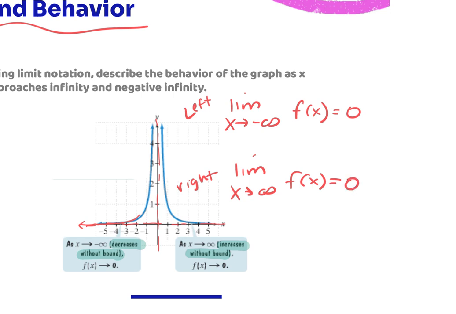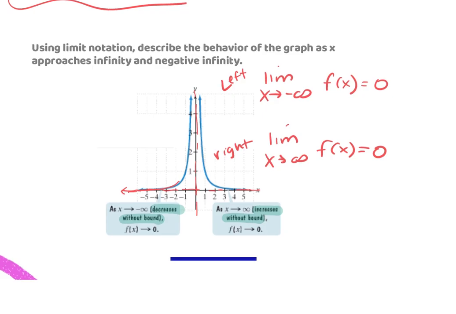So the left and right hand behavior on a rational function is going to be based on that horizontal asymptote. You're going to learn how to read it from a graph, and we're going to learn how to find it using a table, and we're going to learn how to find it from the equation.